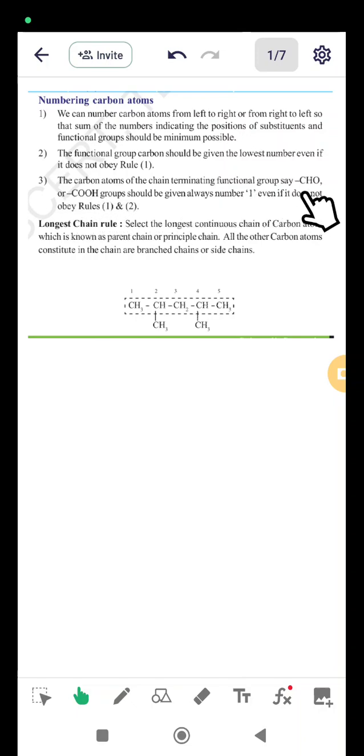Then the third rule: the carbon atoms of the chain terminating in a functional group, this you already know, this is the acidic group, oic acid, we can name that oic acid, the COOH group, and the CHO group, the aldehyde group. So when these groups are there, they are always given number 1 only, even if it does not obey rules 1 and 2.